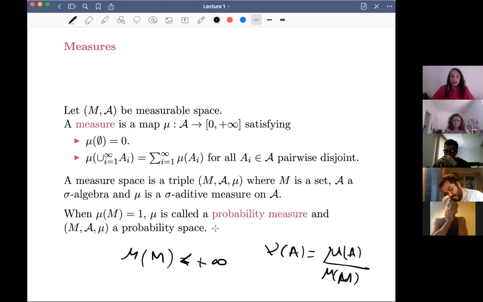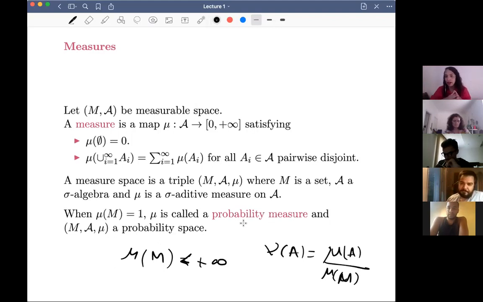Okay? Then, once you have a finite measure, you always have another measure for which the measure of the whole space is one. So most of the time, we just consider these measures that give the weight one to the whole space. And this we call a probability measure. So a probability measure is just a measure that gives the whole space one, okay? And if we have a finite measure, we can always assume that there is a probability measure. So we will restrict to probability measures.